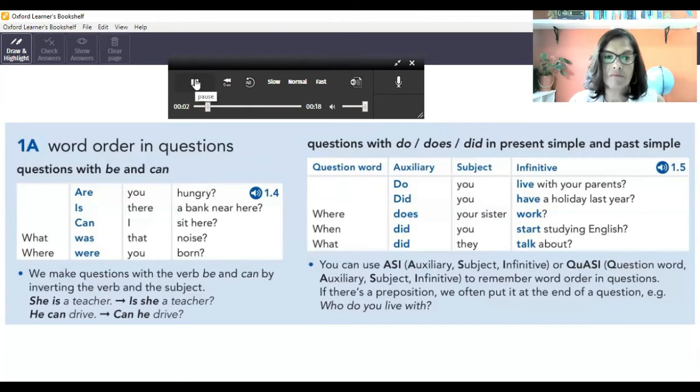1.4. Are you hungry? Is there a bank near here? Can I sit here? What was that noise? Where were you born?